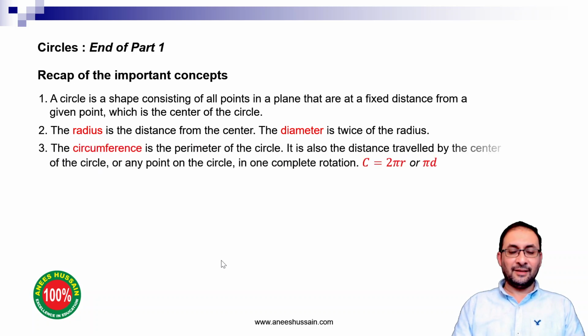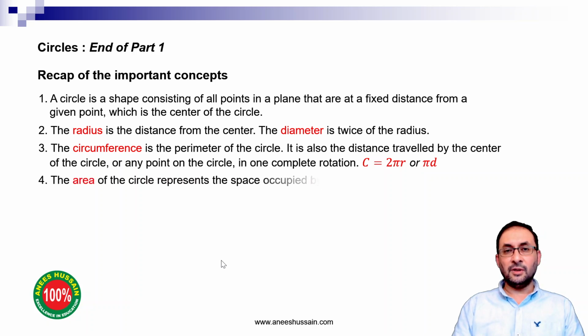We've also learned that the circumference is the perimeter of the circle. It is also the distance traveled by the center of the circle or any point on the circle in one complete rotation. The formula for finding the length of the circumference is 2 pi r, or pi multiplied by the diameter. Remember, pi can be approximated as 3.14 or 22 over 7. Number 4, the area of a circle is the space occupied by that circle in 2 dimensions. The formula for the area is pi r squared.